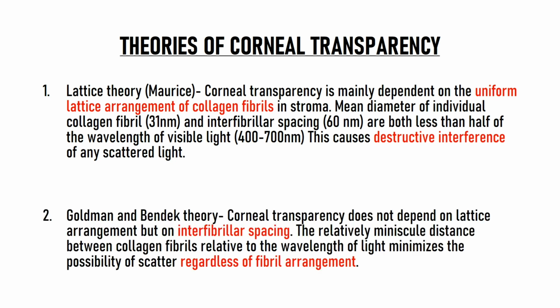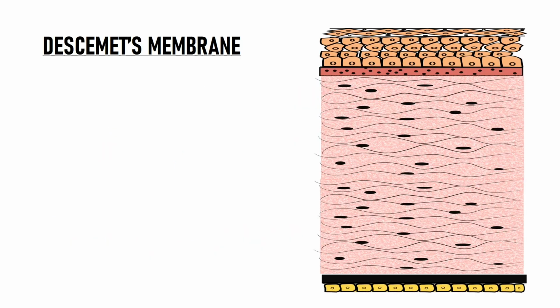The second theory is by Goldman and Benedek. They said that instead of lattice arrangement, the transparency of cornea depends on interfibrillary distance. The relatively minuscule distance between collagen fibrils relative to the wavelength of light minimizes the possibility of scatter regardless of fibril arrangement. The fourth layer of cornea is called the Descemet's membrane.